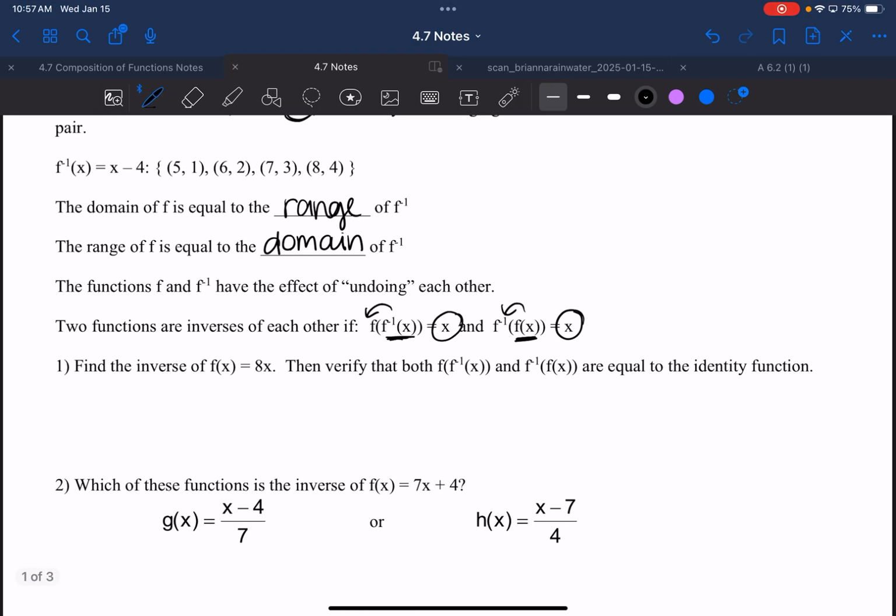So example 1 says to find the inverse of the equation f of x equals 8x, and then verify, it says we need to do it in this way, that they are equal to the identity function. The identity function is what we had here and here. So this is the identity function. It's just x.